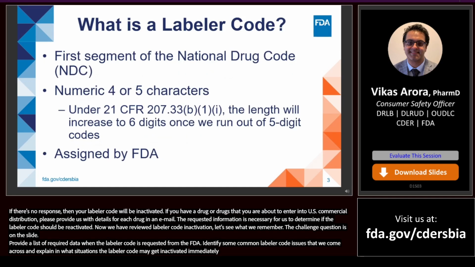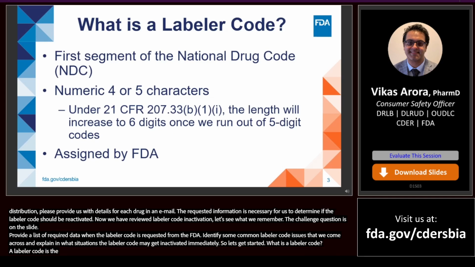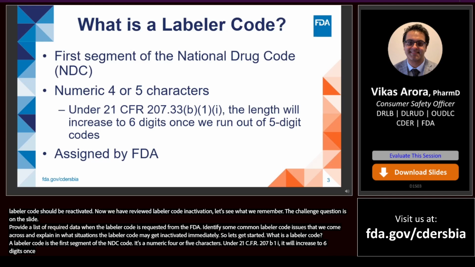So let's get started. What is a Labeler Code? Labeler Code is of course the first segment of the NDC code. It is a numeric 4 or 5 characters. Under 21 CFR 207.33(b), the length will increase to 6 digits once we run out of 5-digit Labeler Codes. And as my colleague mentioned in a previous presentation, this is assigned by FDA.